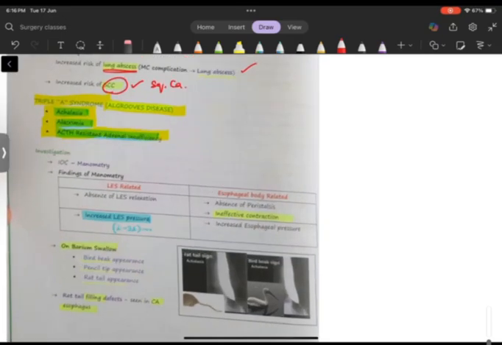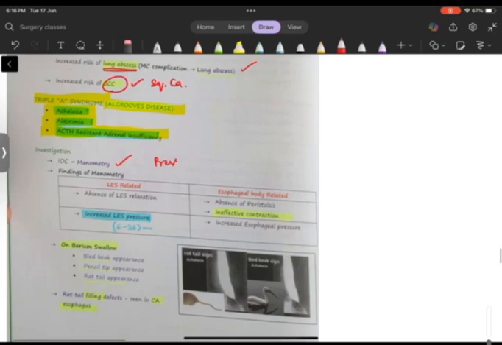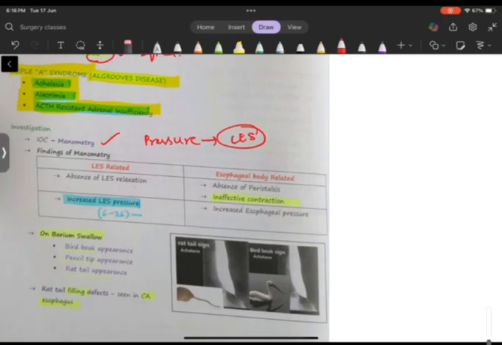What investigation should we do? Just like I said, for all motility disorders, we'll go for manometry. Measure the pressure in the esophagus. Basically, the lower esophageal sphincter pressure we will measure. So what will be the findings of this manometry?